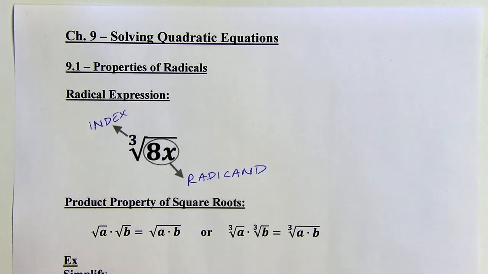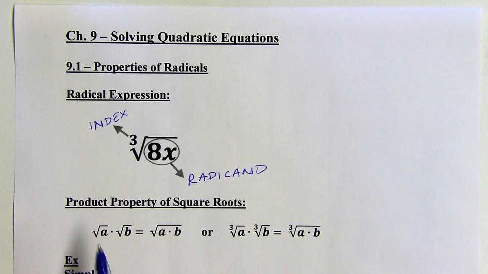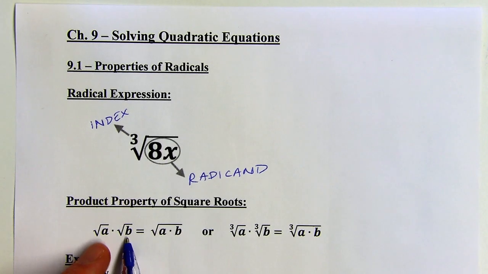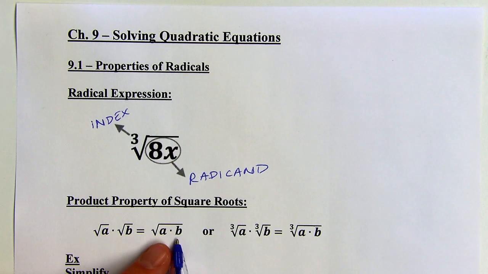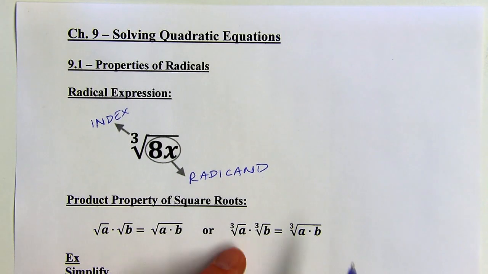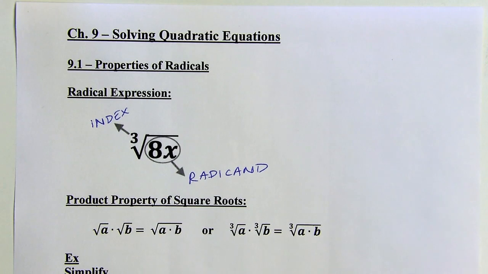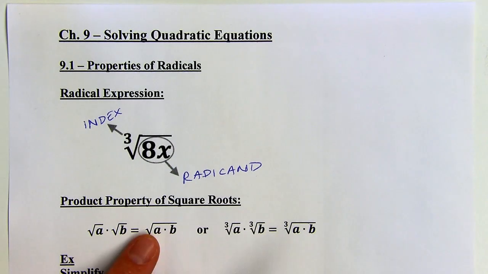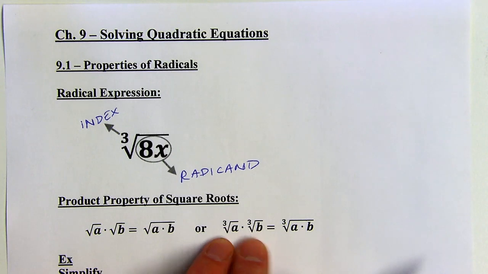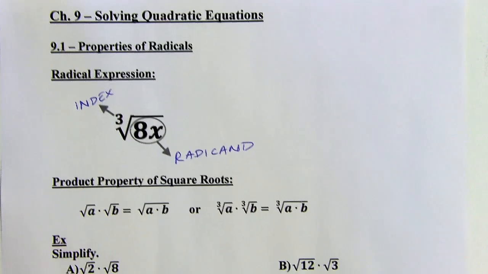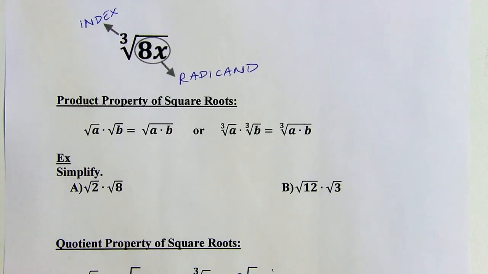Okay. All right. So that brings us to the product property of square roots. When you have two square roots multiplied together, you can combine them under the same radical, like so, right? And you can do the same thing with cube roots. You could actually do the same thing with fourth roots or fifth roots or sixth roots, but the index has to be the same when you combine the radicals, okay? So the index here is 3, and so you combine them under a cube root symbol like so, okay? All right, so let's see how this could be useful.